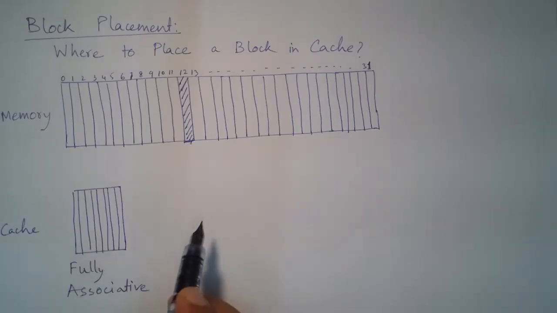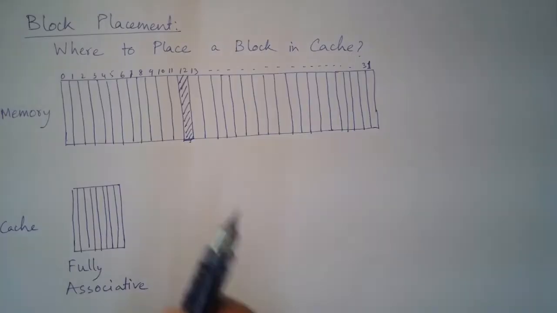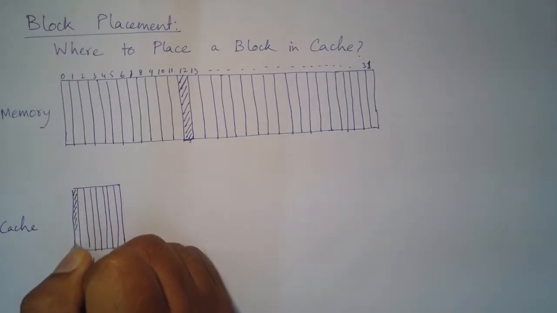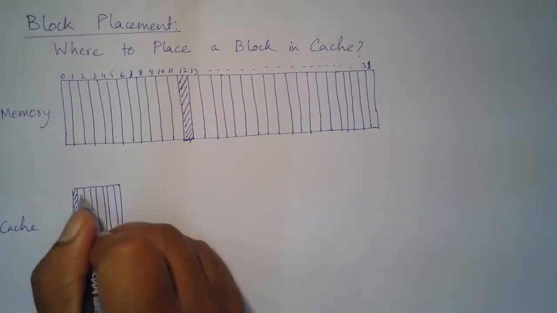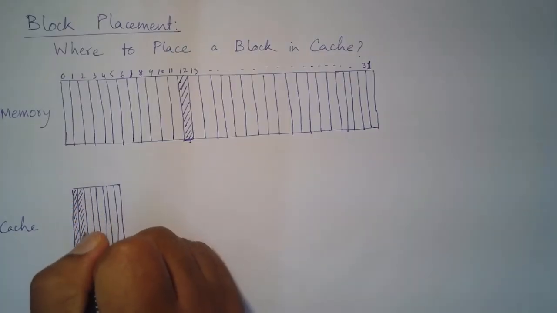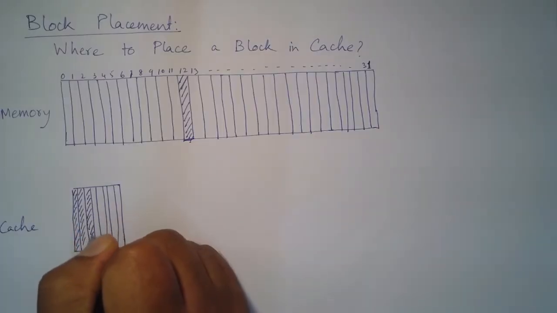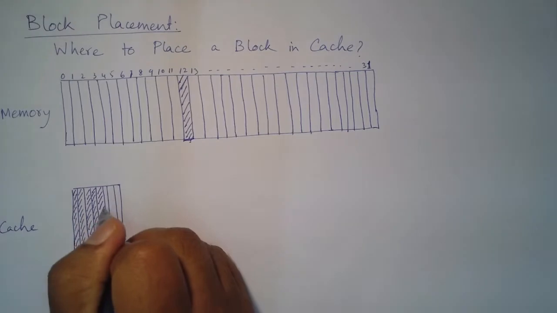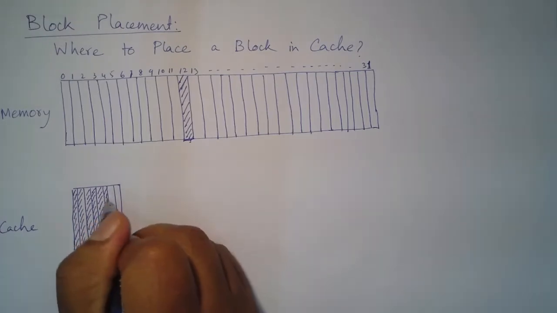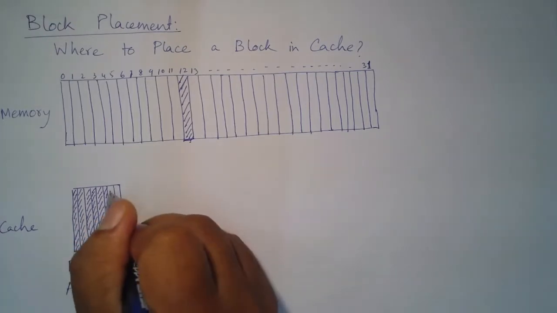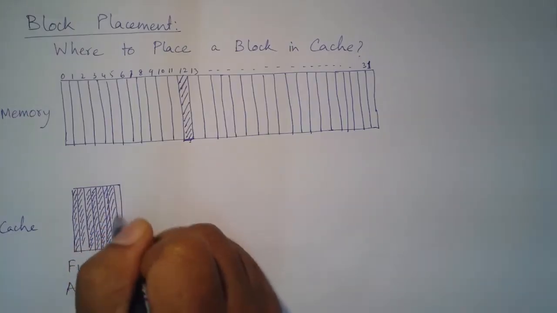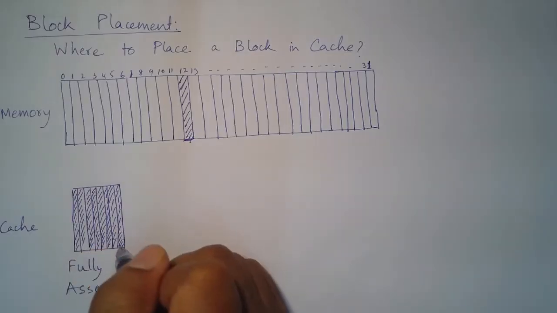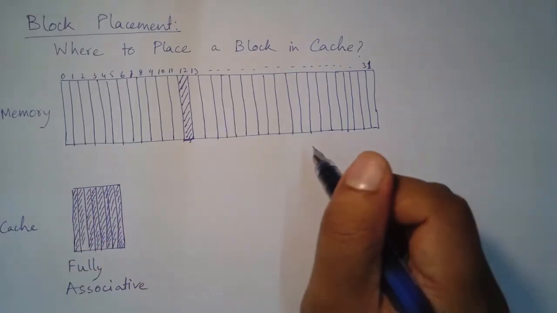The other extreme, so this is fully associative. Block number 12 can be placed here, block number 12 can be placed in this block or here. So every possible block position is capable of storing block number 12 in this cache. All right. So I can put block number 12 in any of these locations.